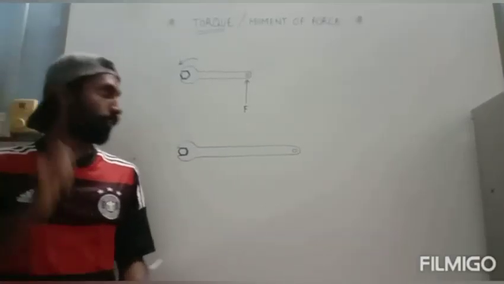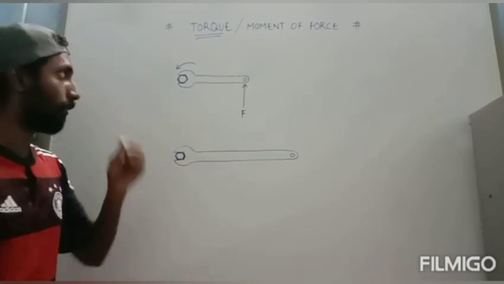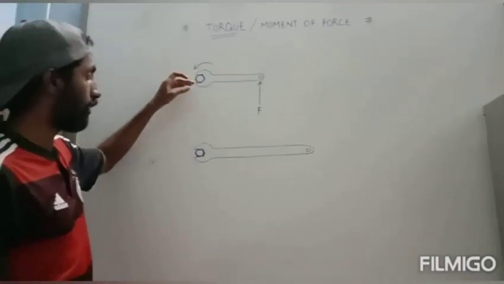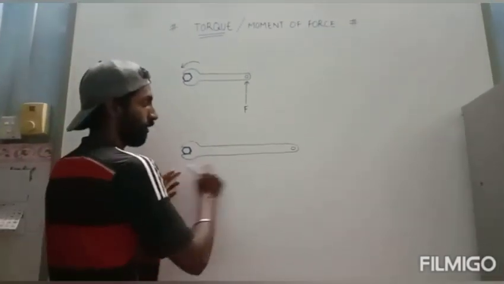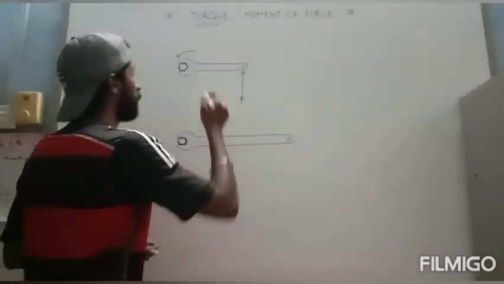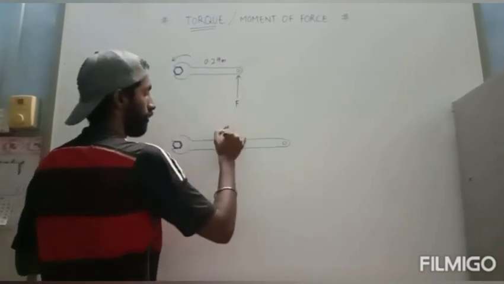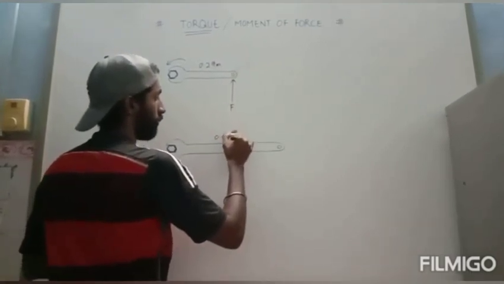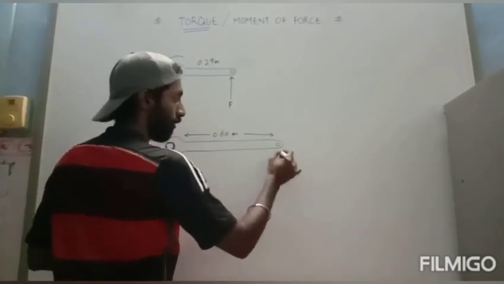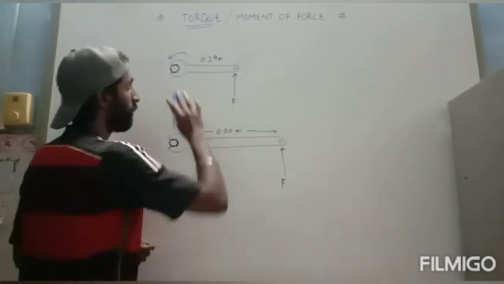In order to get a smaller amount of force, we have to make some modification to this system. Let's say we remove the same bolt using a different, longer wrench compared to this one. Just now this one was 0.29 meter. This one is 0.60 meter, the length of the arm. This is the point where we apply force, exactly the same as this.